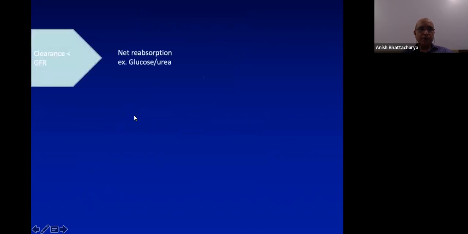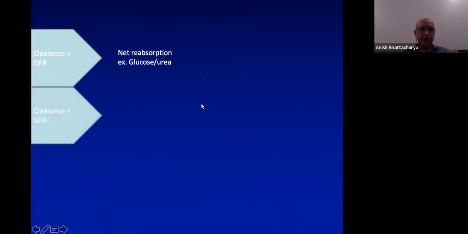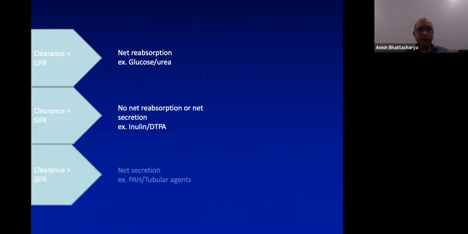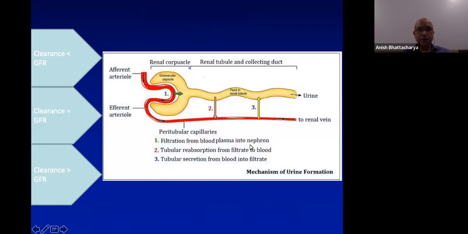Now remember that when the clearance is less than the GFR, you have net reabsorption of the tracer, like glucose and urea. When the clearance is equal to the GFR, then you have no net reabsorption. Those are the agents like inulin and DTPA, which are used for GFR measurement. And when the clearance is more than the GFR, this is commonly seen with the tubular agents like OIH. That's just a representation of the nephron, showing you what happens.